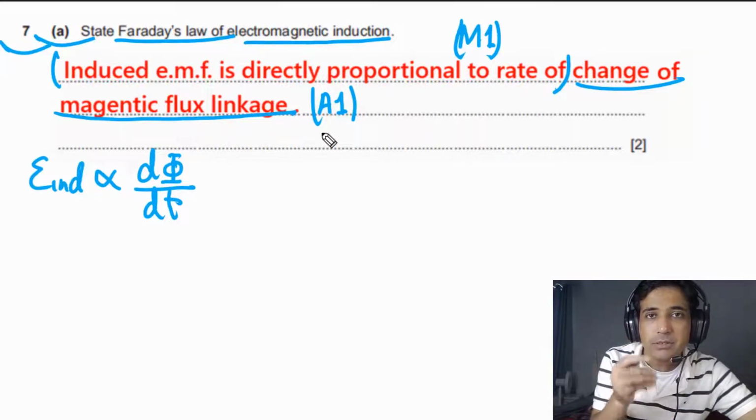This question is a typical type of question. You will see this question in many past papers. So you need to understand how to state Faraday's law of electromagnetic induction.